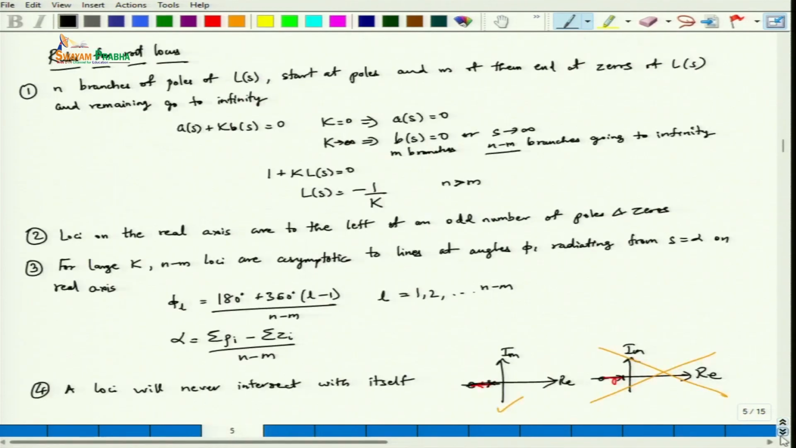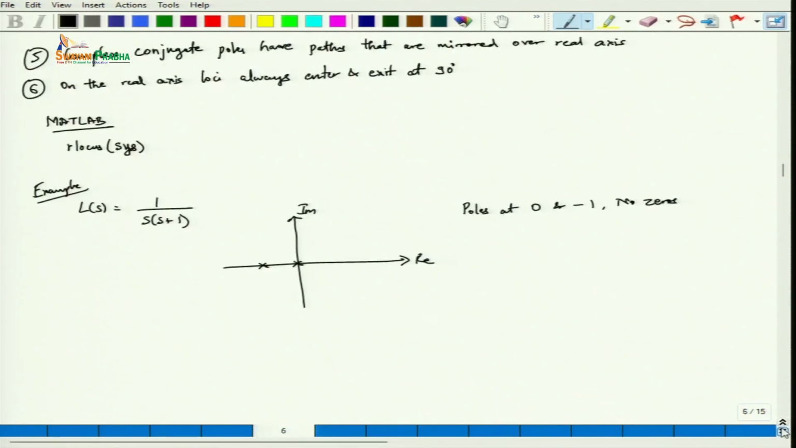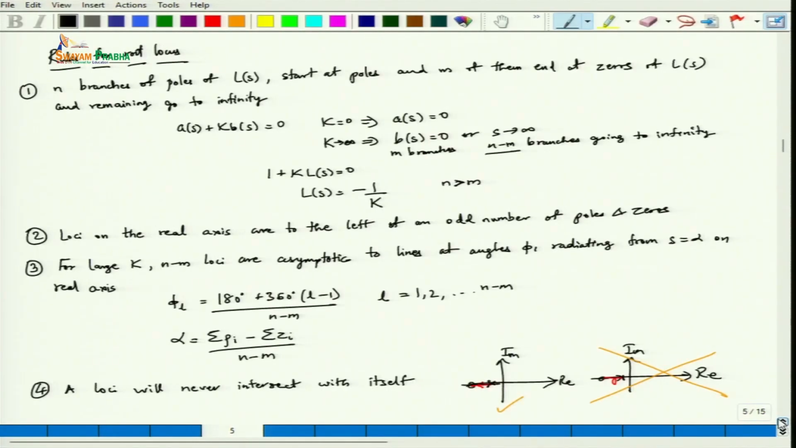So from the first rule we get that there will be n branches, n in this case is equal to 2. So we have 2 branches which start at poles. The first one will start from 0, the other one will start from minus 1, and both end at s tends to infinity, because there are no zeros. That is the first part.